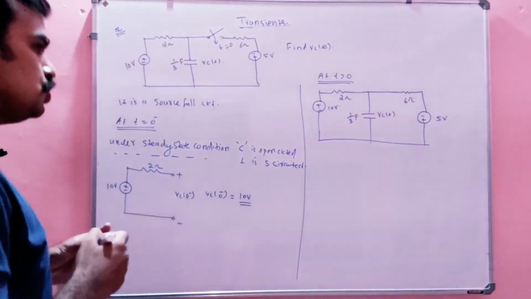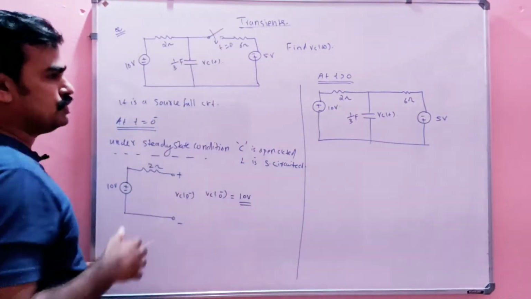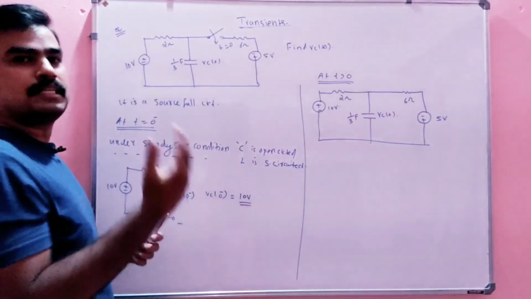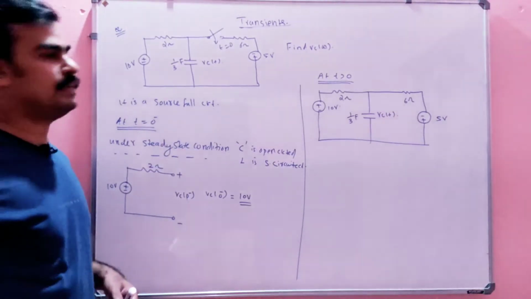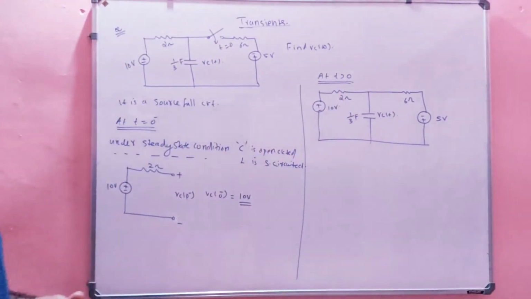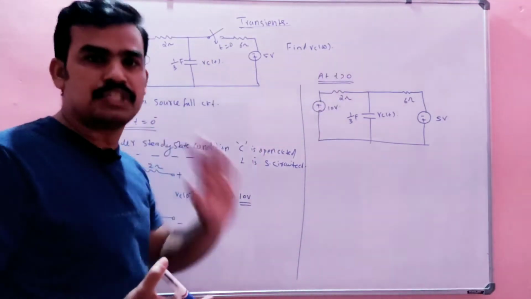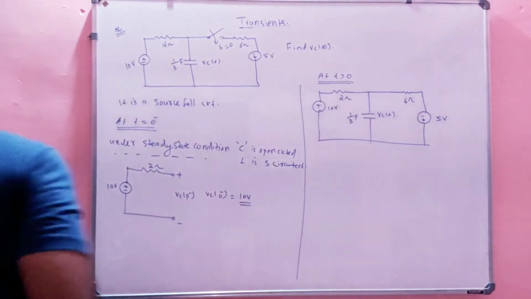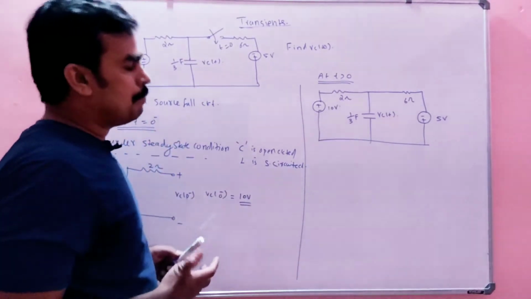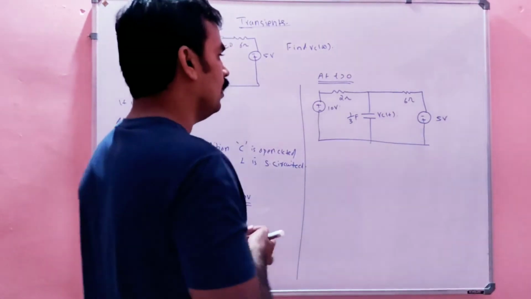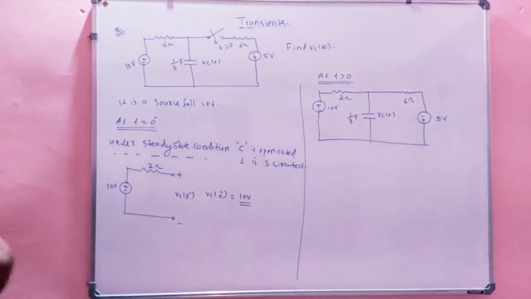After we switch on, I mean switch it to the on position at t equal to 0, then for t greater than 0, meaning after some time when it is switched on, this will be the nature of the circuit. This will be the picture of the circuit.